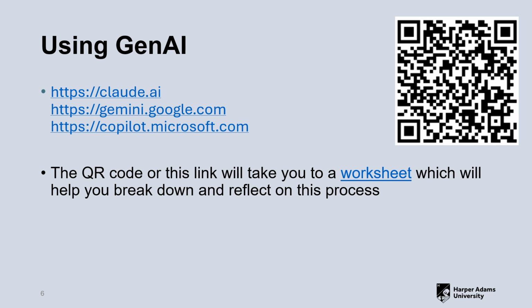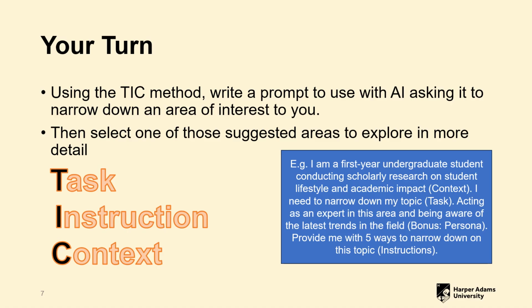It can also be downloaded from the library's Learning Hub page. You're going to have a go now. Using the worksheet provided on the Learning Hub, create a prompt asking AI to narrow down a topic area of your choice, and then pick one of the suggested areas to explore further. You can see on screen a sample prompt that you can use and adapt to suit your own information need.